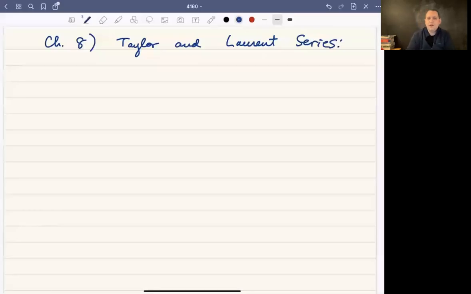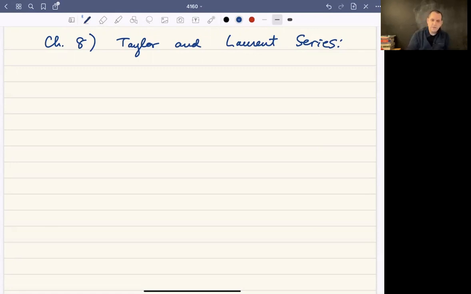So in this chapter, we're going to talk about Taylor and Laurent series. Taylor series are inevitably something that you've seen before, but we're going to add in all the stuff that's relevant for a complex series. Laurent series will be new. We'll talk about that in the last half of the chapter. So for now, let's just concentrate on Taylor series.